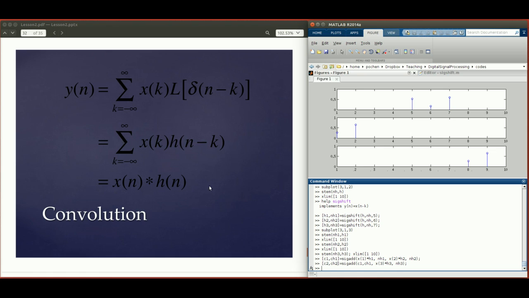Implemented using exactly the same formula here. So if I do stem CH2, C2, and then let me just change the range. Still let it go from like 1 to 10, right? So that's going to be our convolution result.